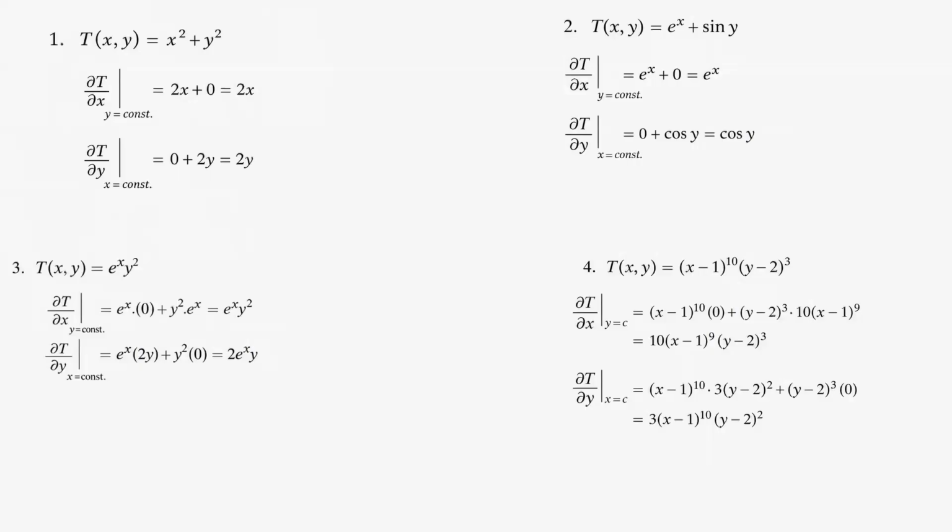And for the next part, where is y, (x − 1)^10 will become 0 because there is no y part in it. As you can see, (y − 2)^3 times (x − 1)^10, differentiated according to y, will become 0. So for ∂T/∂y, the final term will become 3 times (x − 1)^10 times (y − 2)^2.